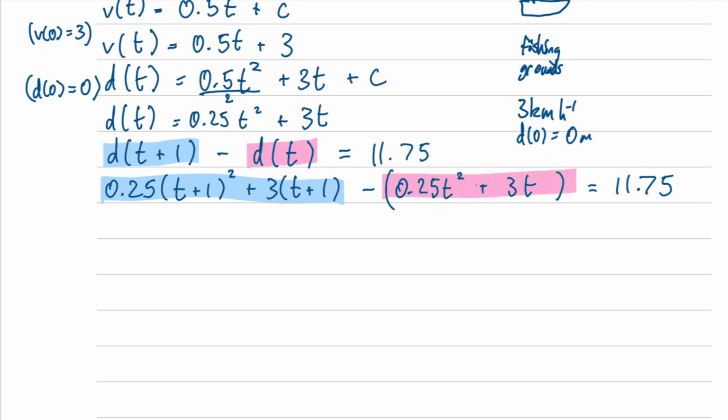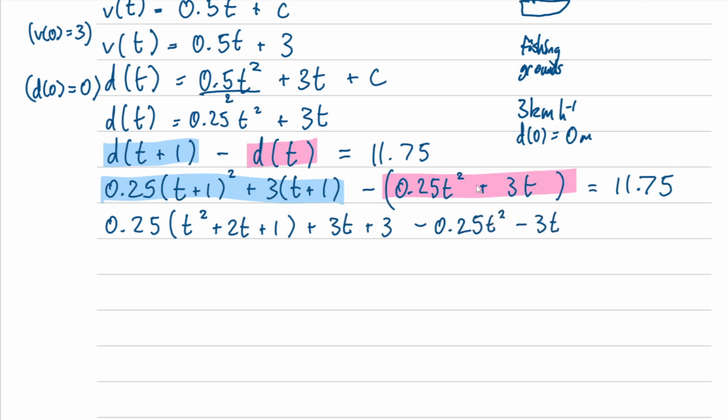Alright, so now we've formed our mammoth equation, but again, this will simplify down a lot. So let's just expand it out and simplify. Here's where the algebra kicks in. Foiling this out, 0.25 t squared plus 0.5 t plus 0.25 plus 3t plus 3 minus 0.25 t squared minus 3t equals 11.75. I can already see some cancellation, so that's great.